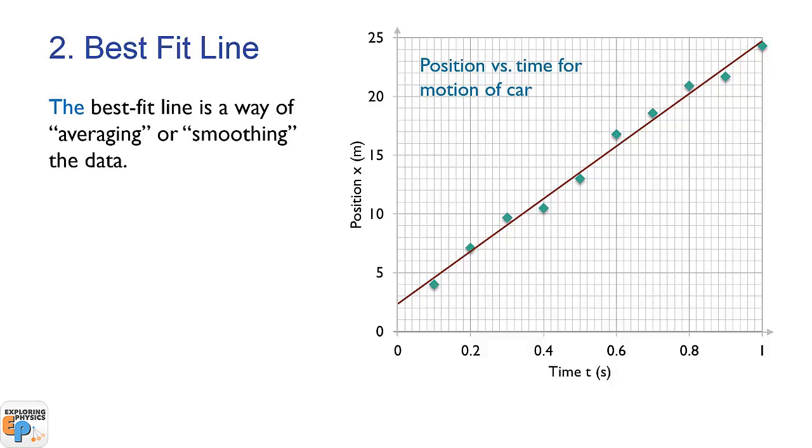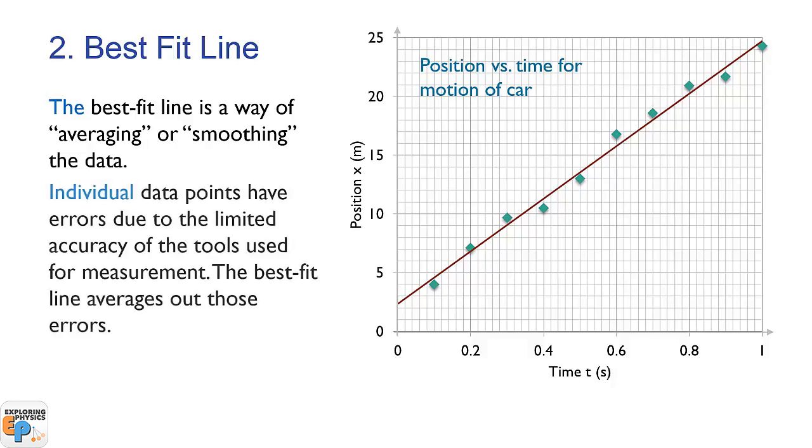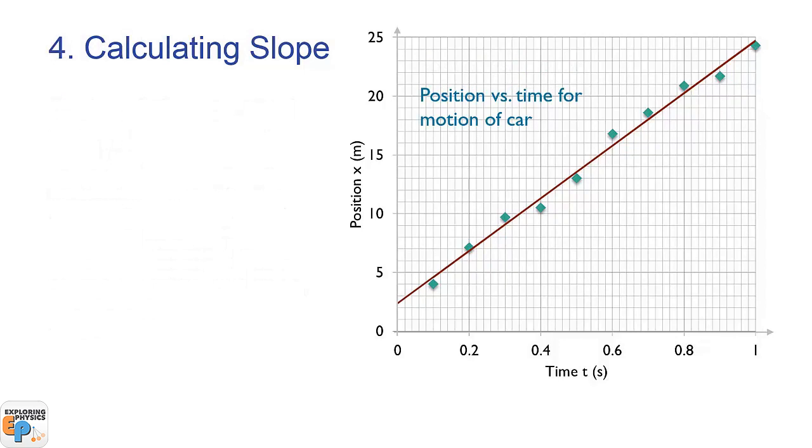Individual data points have errors due to the limited accuracy of the tools that are used to make the measurement. Drawing a best fit line through the data averages out those errors. We now use this best fit line to calculate the slope. Remember that the slope is given by the rise divided by the run.